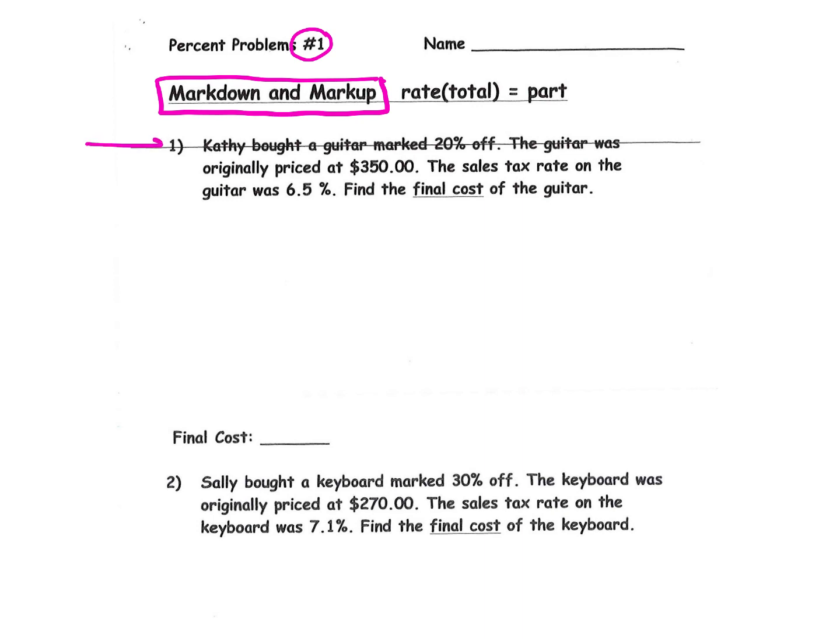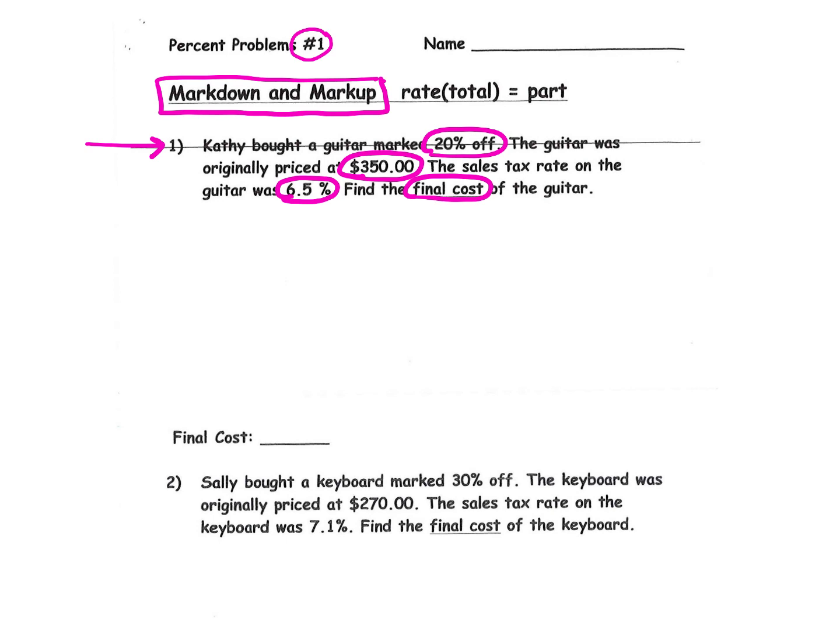Let's read together and set up the problem. Kathy bought a guitar marked 20% off. The guitar was originally priced at $350. The sales tax rate on the guitar was 6.5%. What was the final cost?